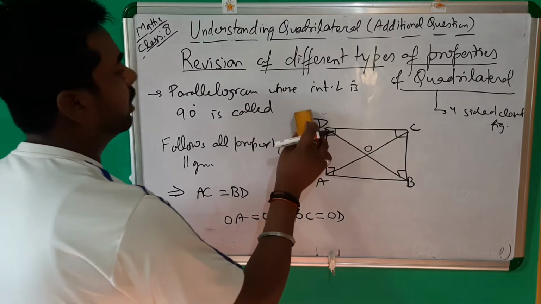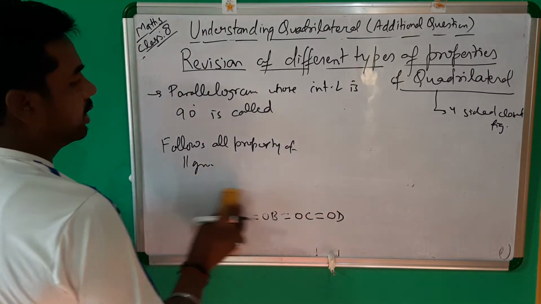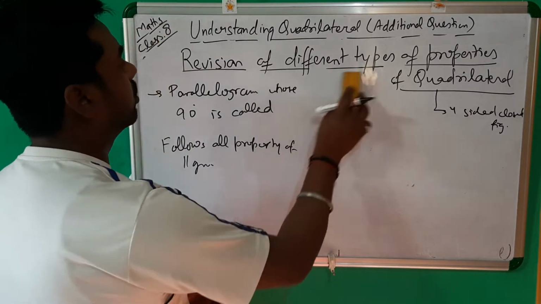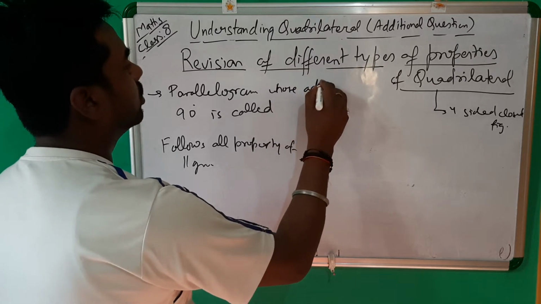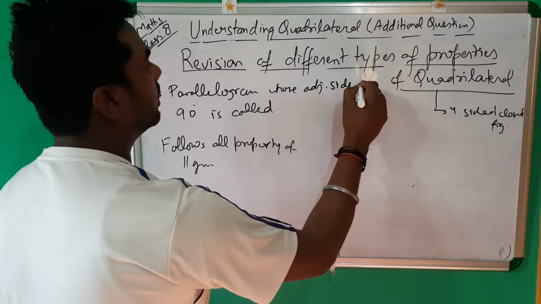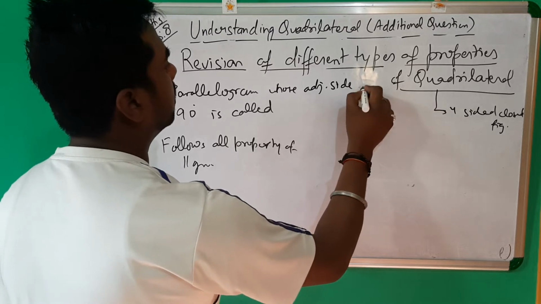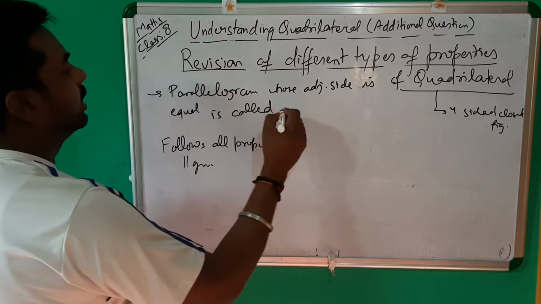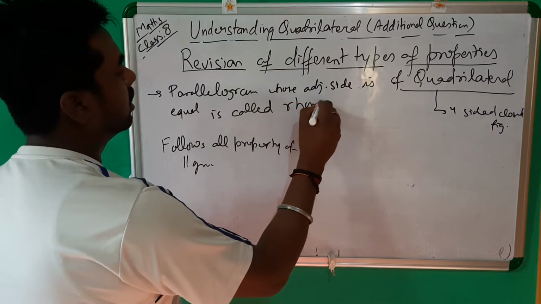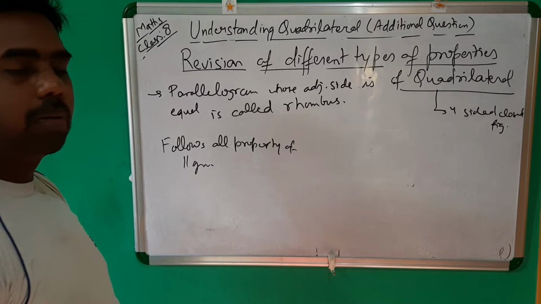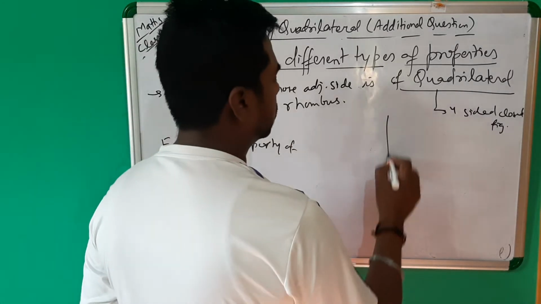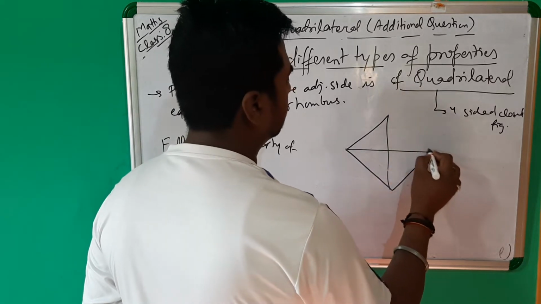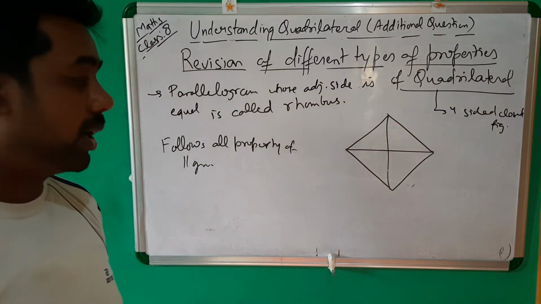Now if I go to the next one, that is a parallelogram whose adjacent sides are equal. A parallelogram whose adjacent side is equal is called a rhombus. If the adjacent sides of a parallelogram become equal, that is called a rhombus. So a rhombus is also a special type of parallelogram.